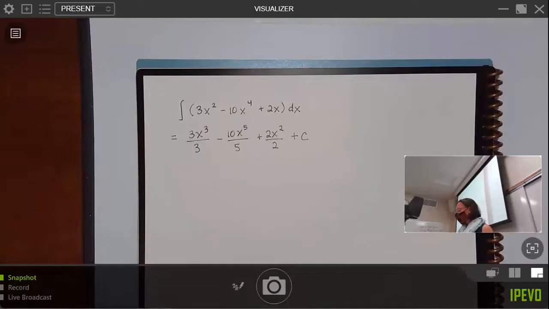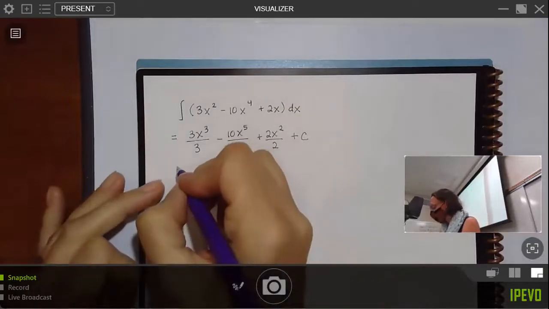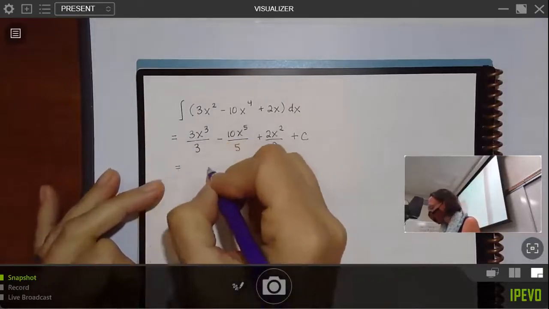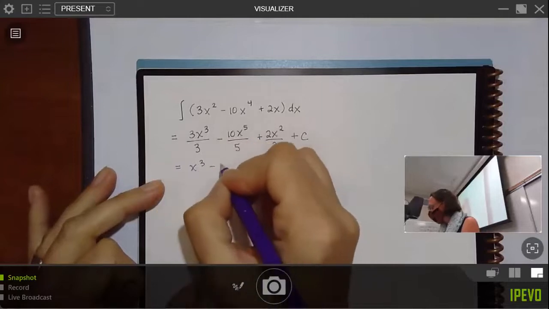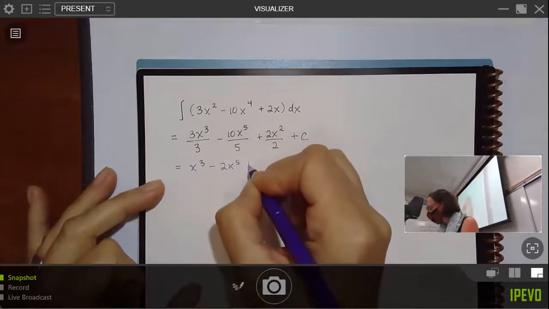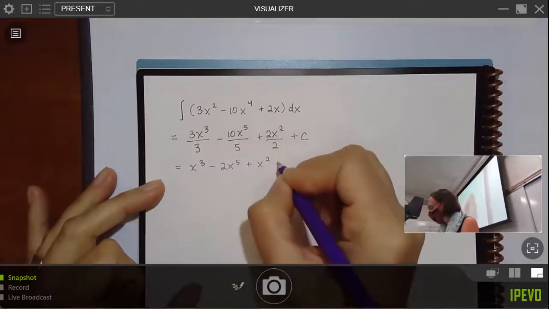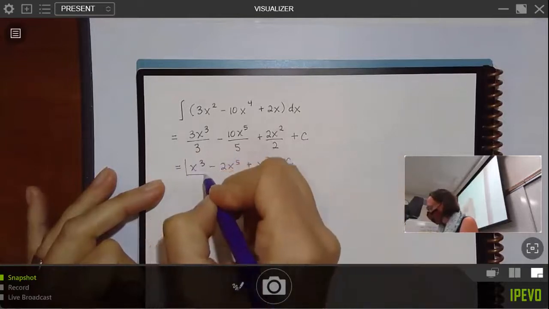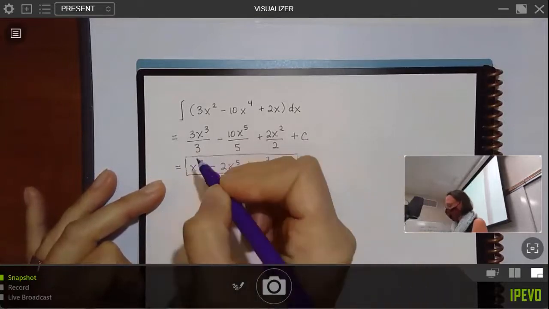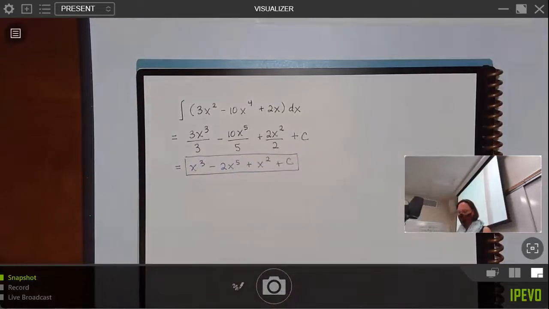By the way, each of those fractions could be reduced. So if you prefer to just do those numbers in your head, we could have gone straight to x cubed minus 2x to the 5th plus x squared plus c and called that our general antiderivative.